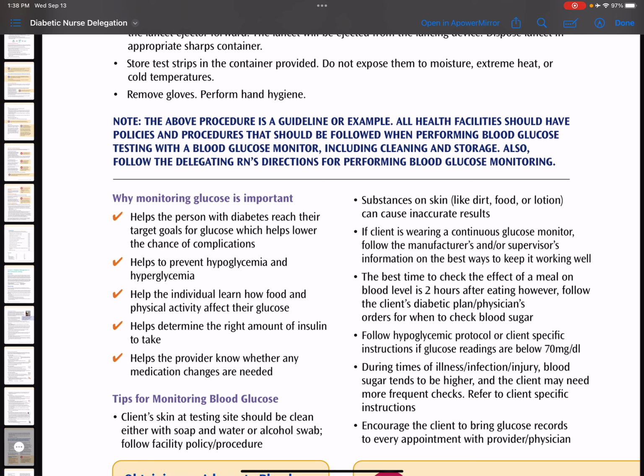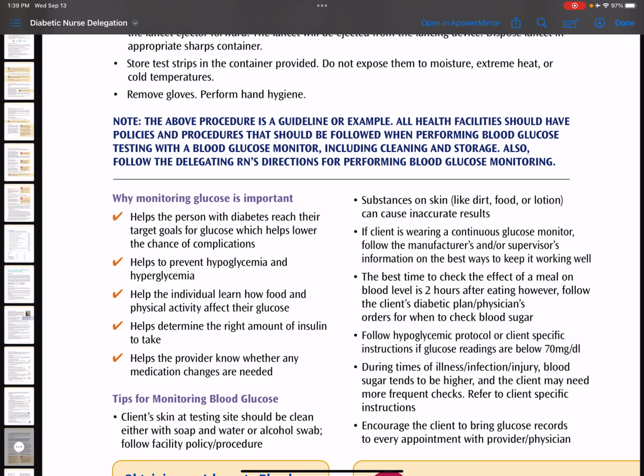Another thing you need to know: during times of illness, infection, or injury, blood sugar tends to be high, and the client may need more frequent checks. So we need to refer to the client-specific instructions, what the doctor wants us to do.